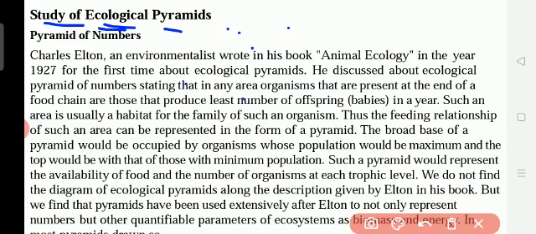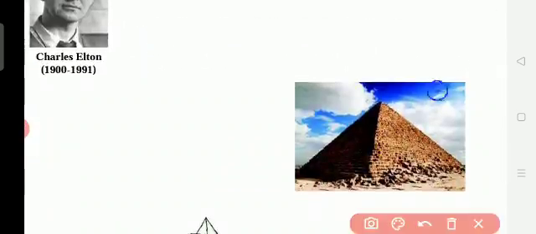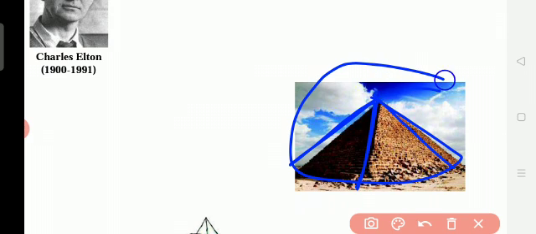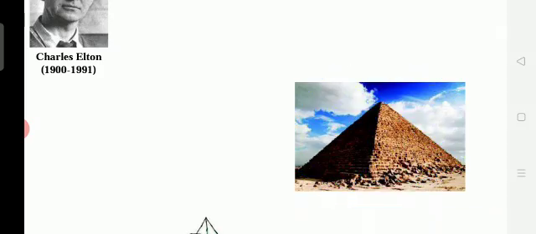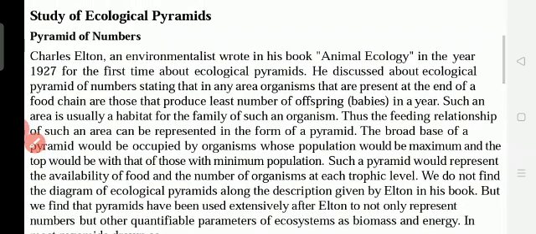So not only in the form of a food web, the ecosystem is also shown in the form of a pyramid. So what is the pyramid? This is the pyramid. In this shape, the ecosystem, the food web, is shown. So these are ecological pyramids: the ecosystem shown in the form of a pyramid.